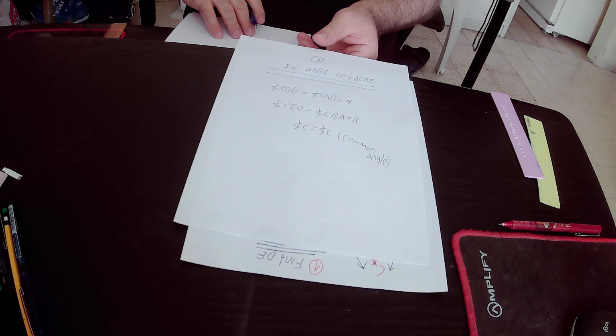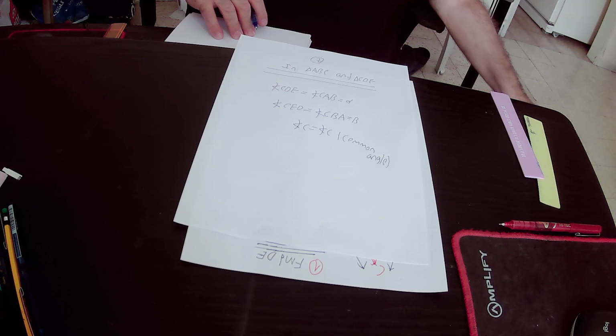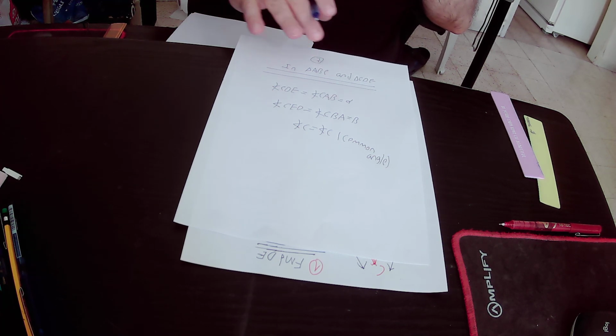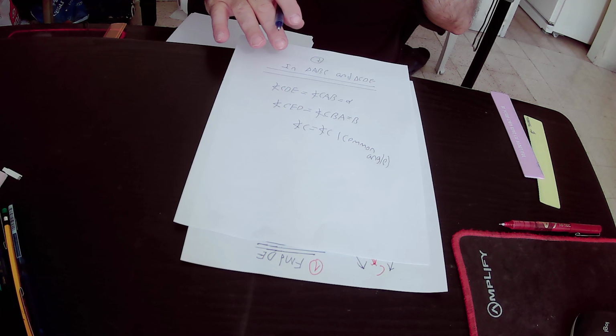Okay, angle C equals angle C. It is a common angle. It belongs to both triangles. So we actually proved that all the angles of triangle ABC are equal to all the angles of triangle CDE. Therefore, we actually proved that triangle ABC is similar to triangle CDE according to the angle similarity rule.